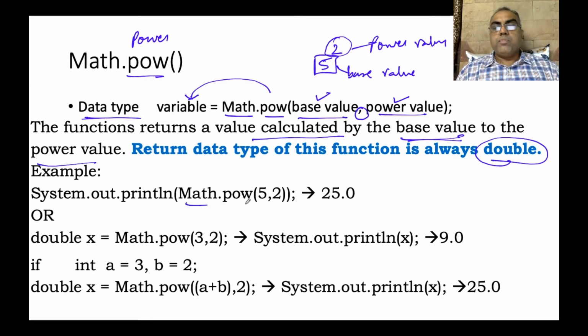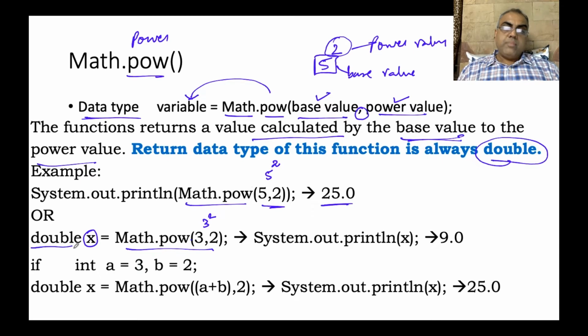So Math.pow of 5 comma 2 is as good as 5 raised to 2. 5 to the power 2 is 25, but because the function returns a decimal type, the answer is 25.0. Similar to this, suppose I am storing a value, 3 comma 2 is 3 raised to 2, then the value that is going to be stored in x is 9.0. Since it's a double type return, my data type should be double. So when I print, my answer will come like this.